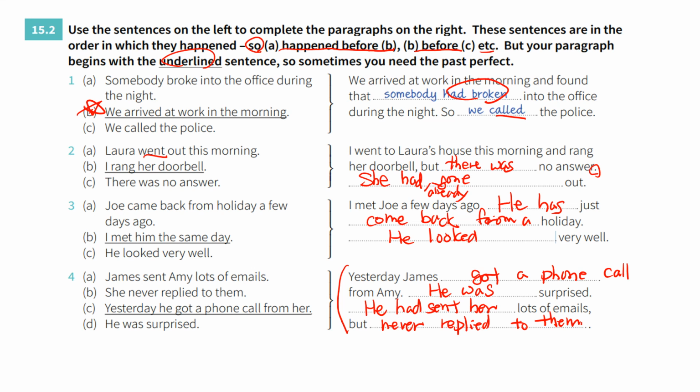So let's take a look at the last part one more time. Getting a phone call is past tense. James got a phone call from Amy and then he was surprised. Why? Previously he had sent her lots of emails, but she never replied. So this is the first thing that happened.